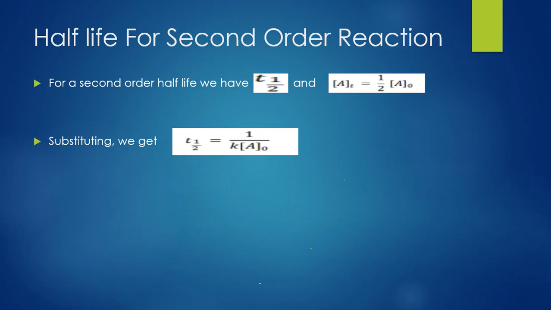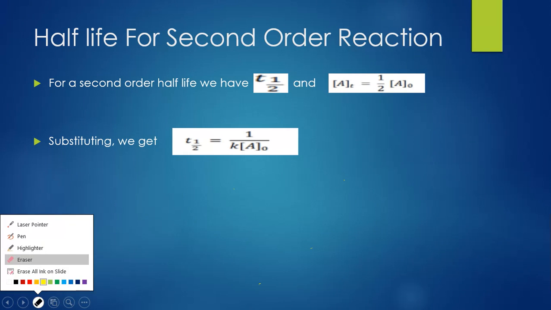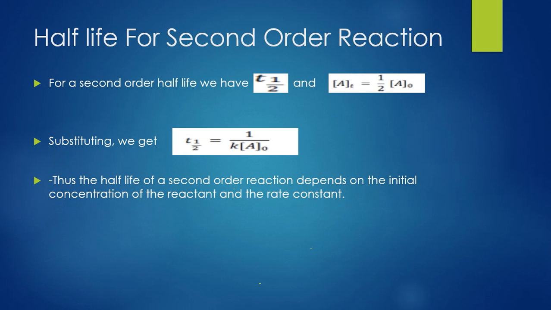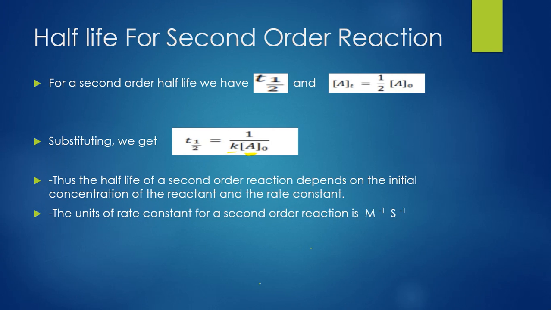Okay, now let's proceed. So now you know where this is coming from. First, the half-life of the second order reaction depends on the initial concentration of the reactant and the rate constant. And then the units of the rate constant for the second order reaction are these. So these are the units.